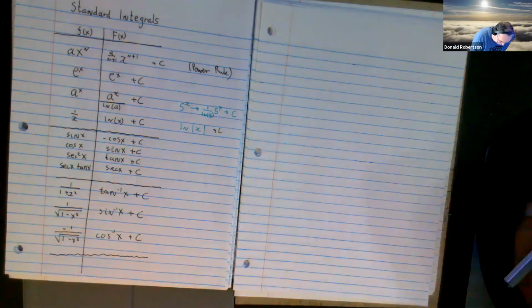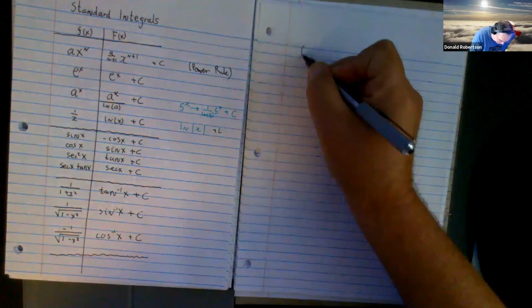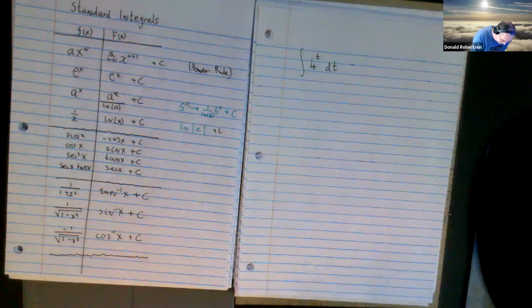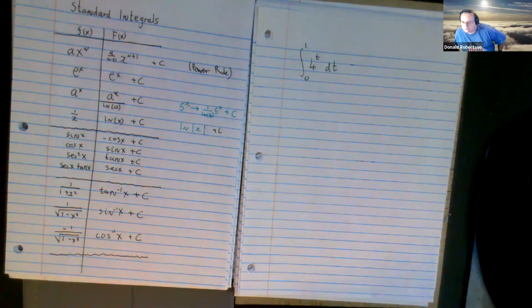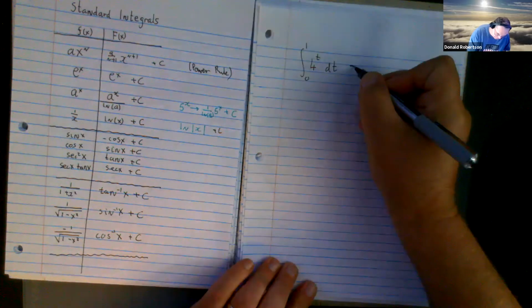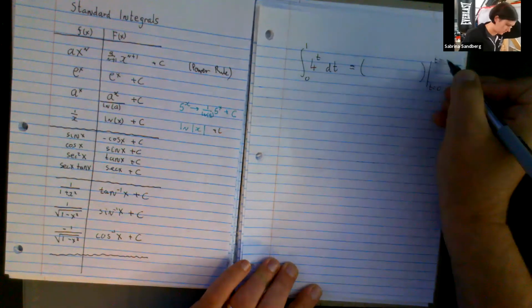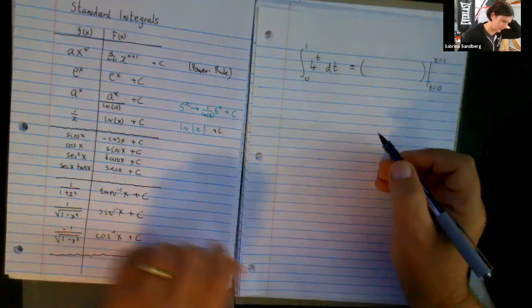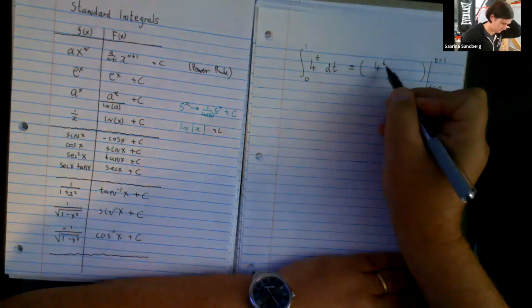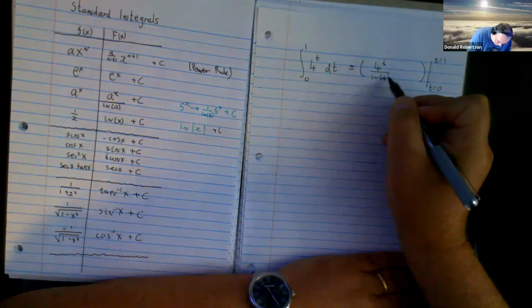Right, next one. Suppose somebody gives you 4 to the power of t. Oh, and I need a number, don't I? Okay. How about from 0 to 1? Because I'm lazy and I don't like big numbers. Okay, antiderivative of 4 to the power of t. That's going to be 4 to the t over the natural log of 4. Yep. Then I'll plug in my numbers.